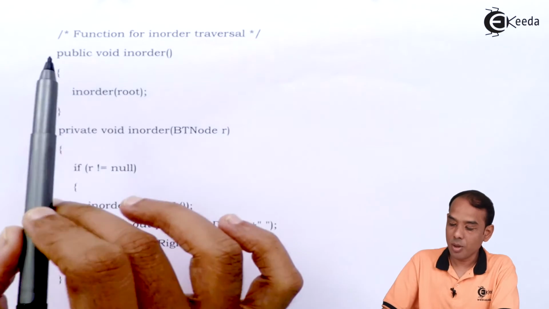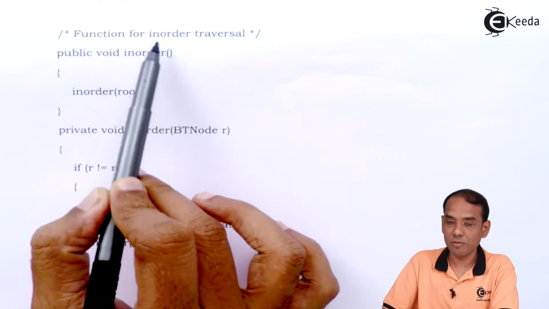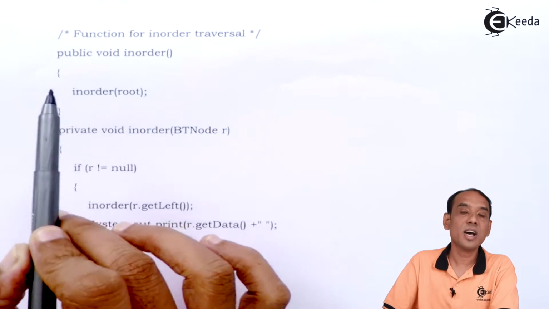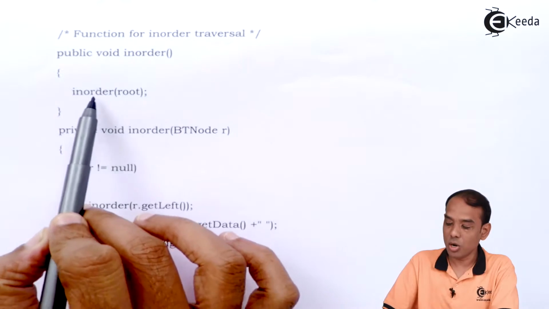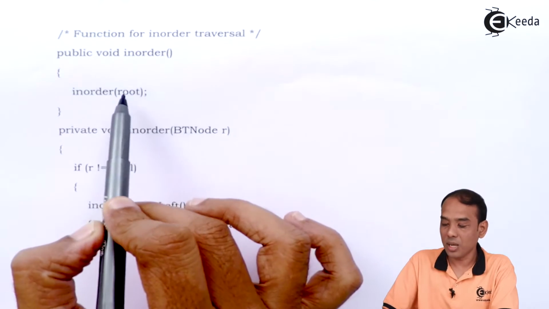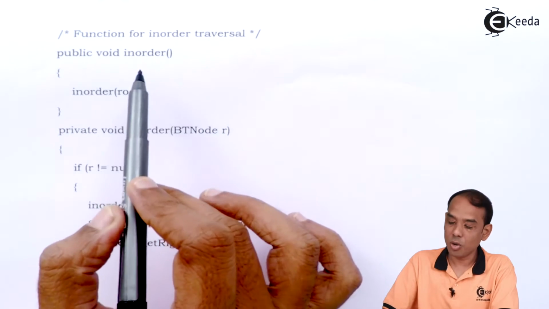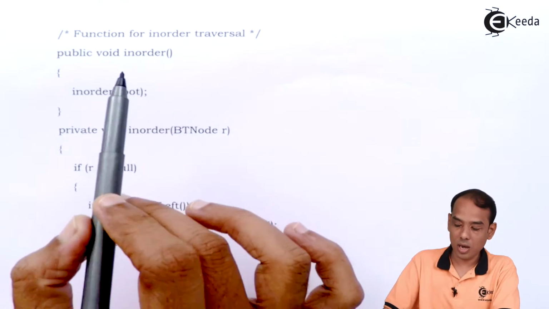So let us begin. Public void inorder. This is the function I have defined. Inside that I have defined another function which I am going to call recursively, that is inorder(root). So the parameter passed is the root, that is your root node. For this we are going to define a variable r.